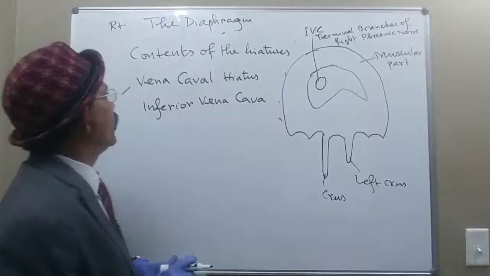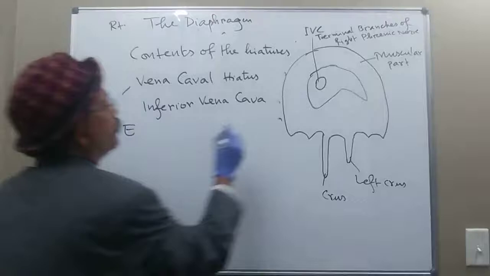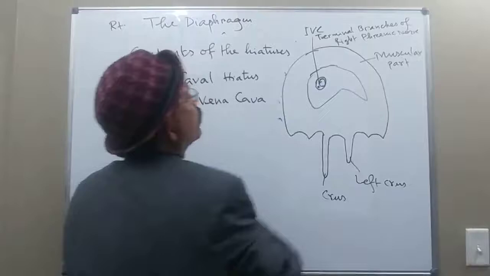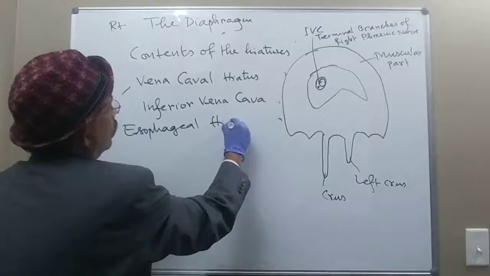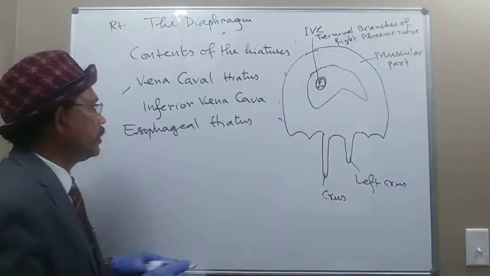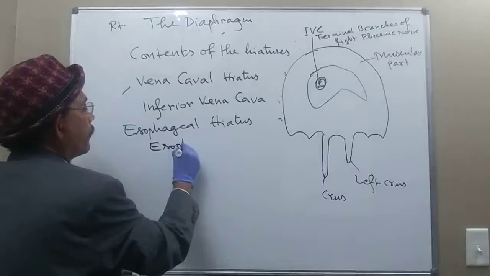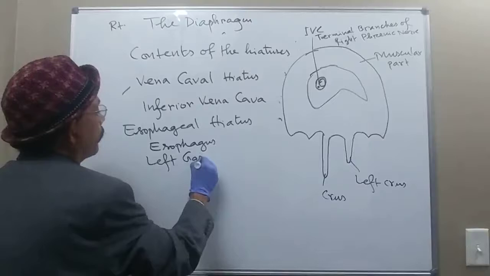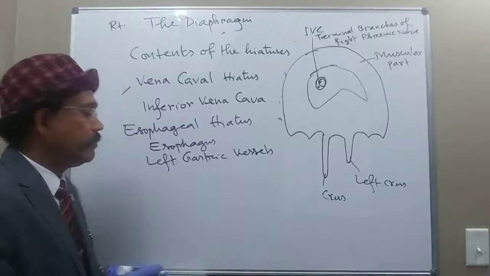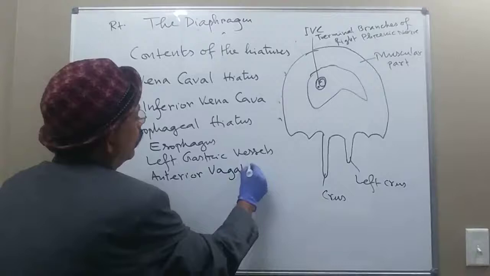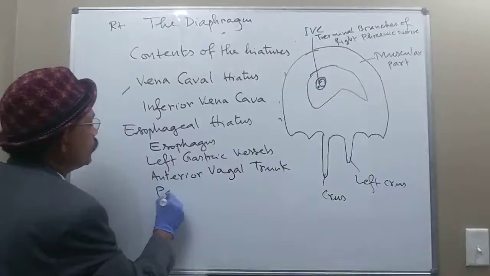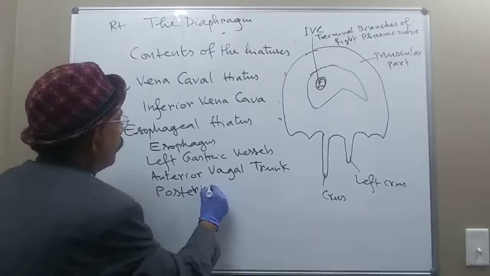Okay, we got the vena cava hiatus. Then we'll go to the esophageal hiatus. So we have the inferior vena cava here, plus we have the right phrenic nerve. Then the esophageal hiatus or opening. We have gone through the vertebral level, T10. What are the contents? We have the esophagus, left gastric vessels. Vessels means artery and vein. Then we have the anterior vagal trunk and the posterior vagal trunk.